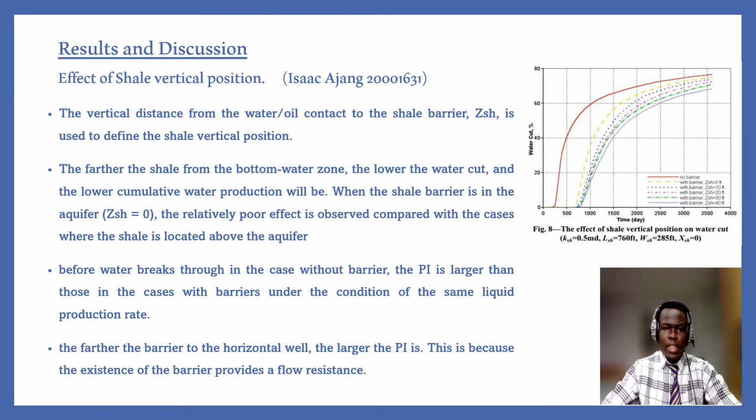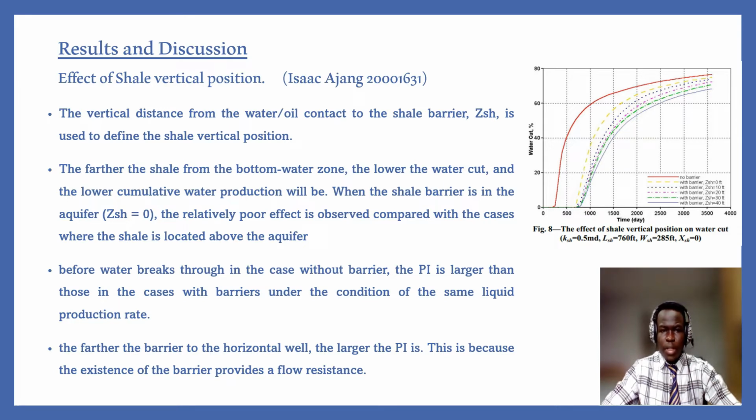Hello, my name is Isaac Ajang, and I'll be taking part in the results and discussion. We shall look at the result of the effect of shale vertical position. Here, the vertical distance from the water-oil contact to the shale barrier is used to define the shale vertical position. Also, we can see here that the further the shale is from the bottom water zone, the lower the water cut and the lower the cumulative water production will be.